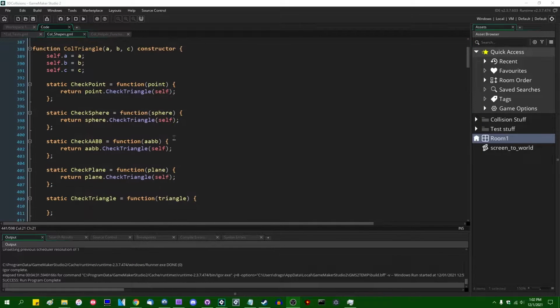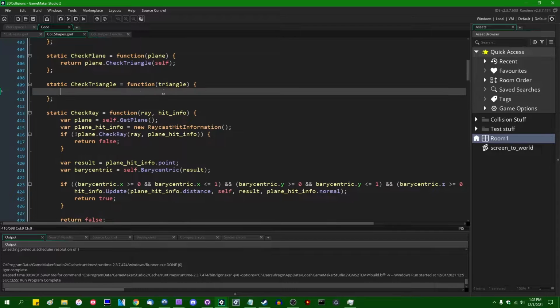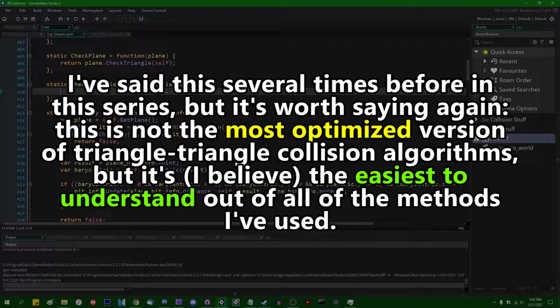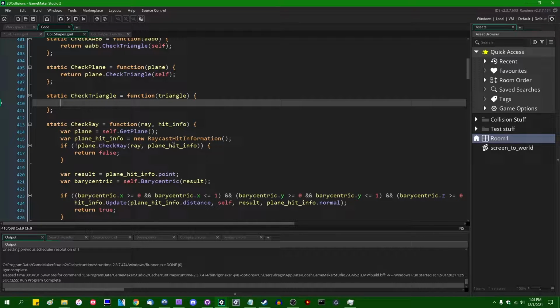So let's start in call triangle, and we're going to call triangle's check triangle method. So I said that we were going to be relying on a few different tricks to do this, and the first thing that I'm going to do to check to see if two triangles are overlapping is I'm going to get the planes of both triangles and see if all 3 points of one triangle or the other are on the same side of either of those planes. So let's get down to business.